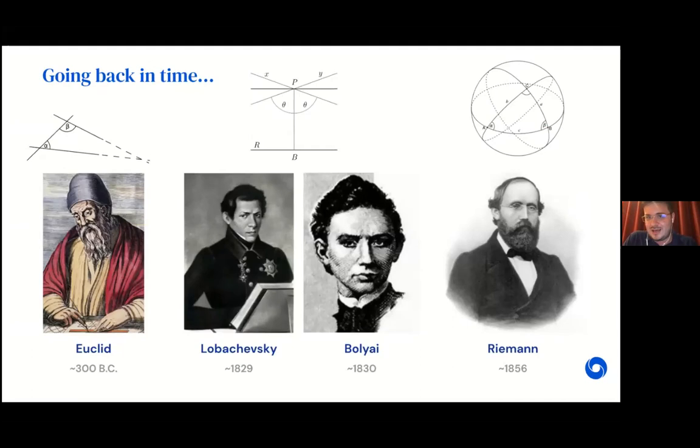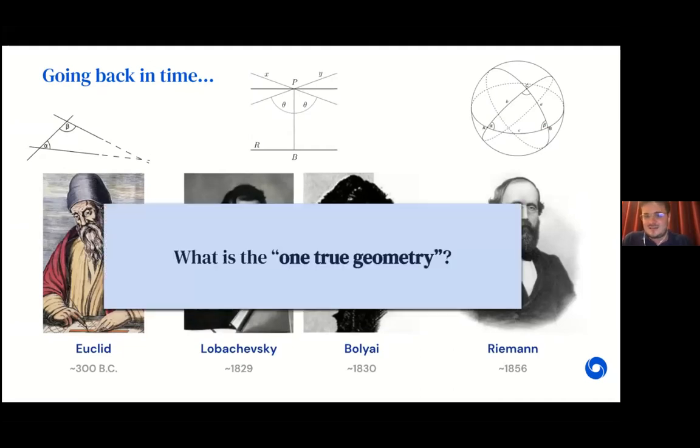Now, what you had as the state of the field of geometry in the 1800s was a lot of these competing geometries being proposed, all of them with their own set of rules, terminologies, and so on. And naturally, this begged the question: what is the one true geometry? What is the geometry that I should be looking at?